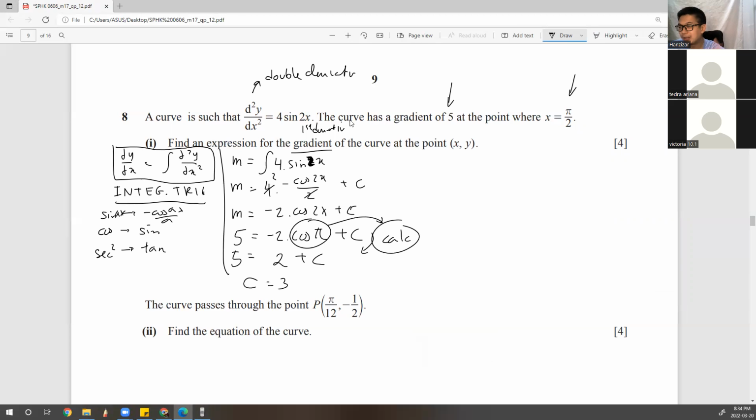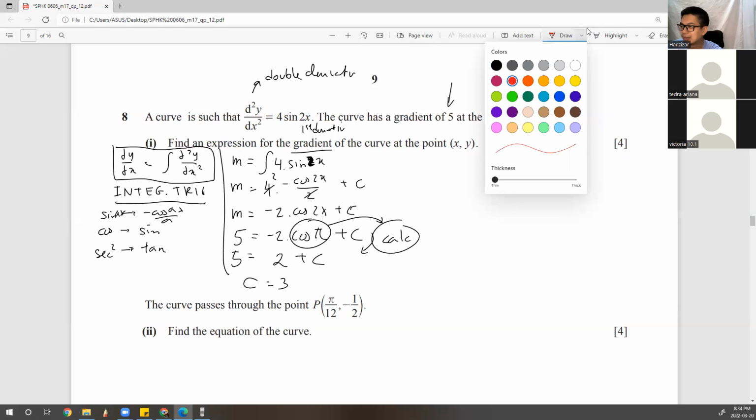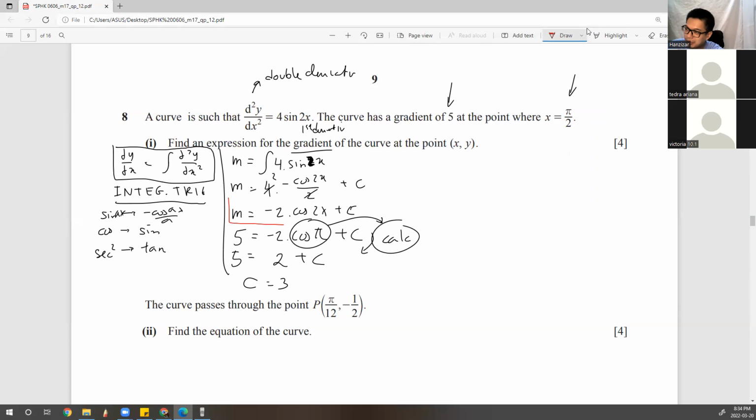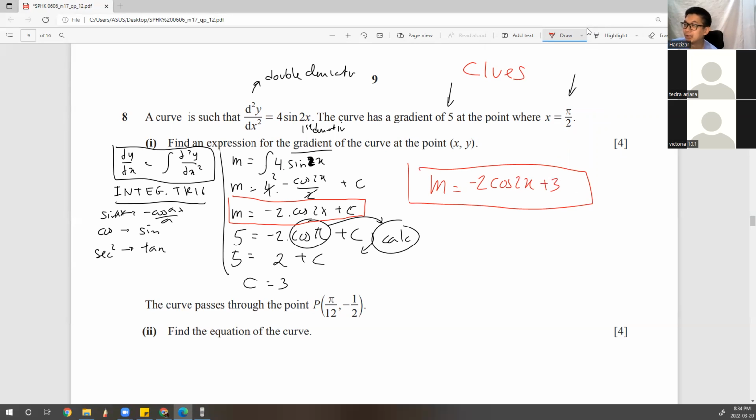And what is the formula of the gradient concept? Again, we need to go back to its general form. The general form of the gradient is this, before we put in any clue. So this is the clue, right? So before we put in any clues, that's the general form of the gradient. So m equals negative 2 cos 2x plus 3. This will be the formula.